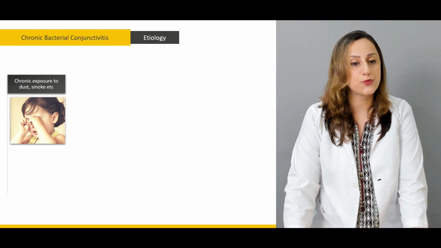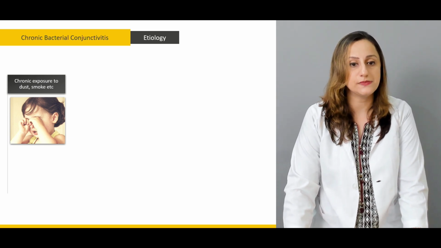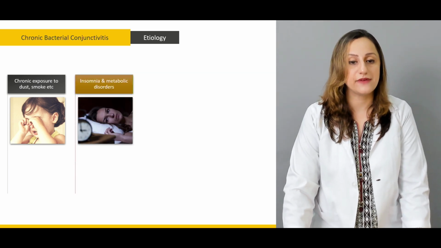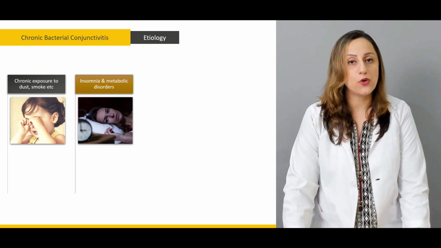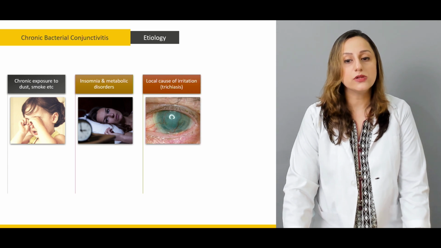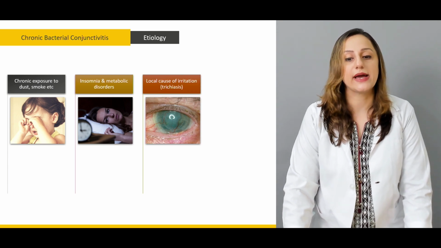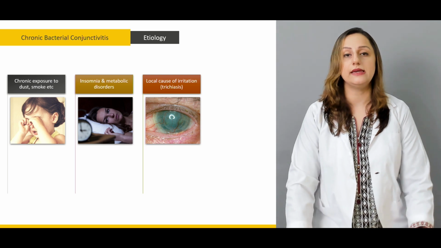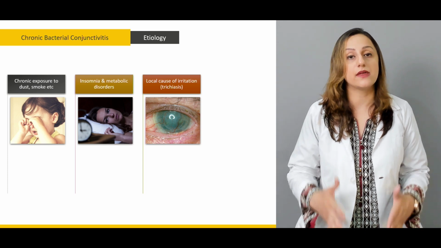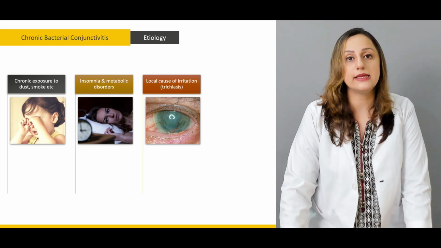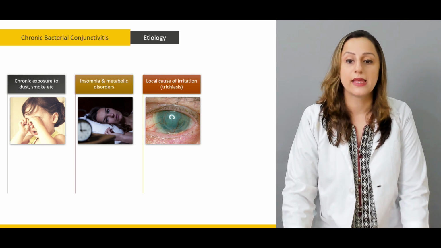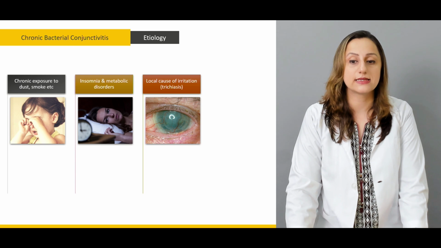A chronic exposure to dust and smoke, etc., can be responsible for this chronic kind of conjunctivitis. Insomnia and metabolic disorders can be one of the leading causes. Local causes of irritation, for example trichiasis. Trichiasis is basically the condition of the eyelashes being inverted and continuously acting as a foreign body for the individual. That is known as trichiasis.